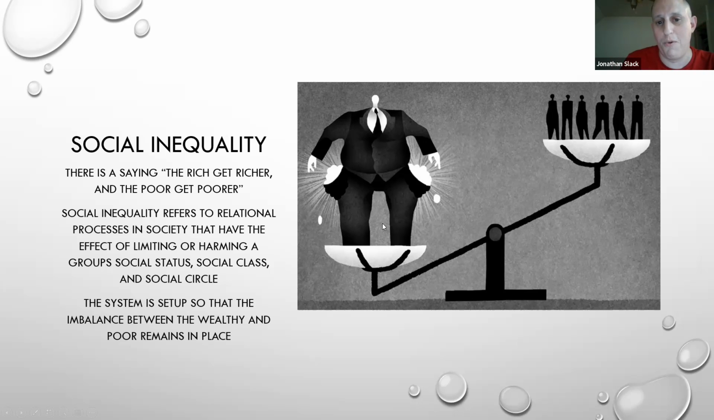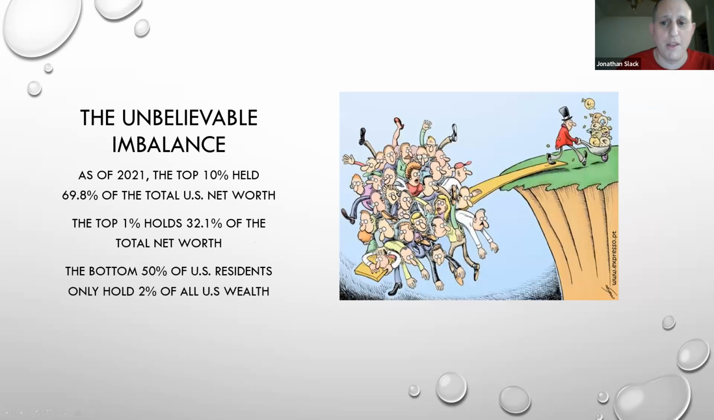And this picture is pretty cool. You've got this guy with basically all the money, Jeff Bezos and all the other people. He's just standing on the scale and causing a huge divide. The unbelievable imbalance: as of 2021, the top 10% of the United States held 69.8% of the U.S. net worth. I didn't even get to the three guys because that is mind-blowing, to be honest with you. These stats that I found are pretty interesting, but to see the three guys is nuts.